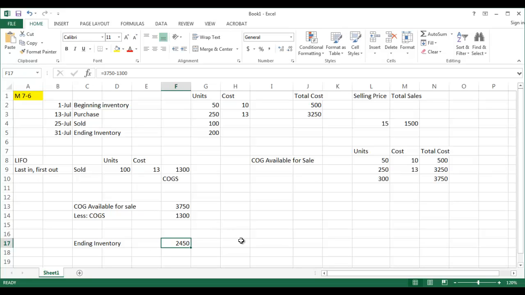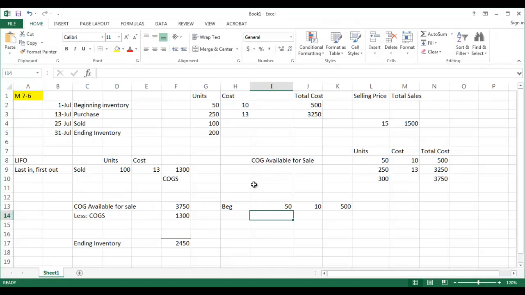I can also keep track on a unit basis, similar to what I did to determine cost of goods sold. I just work in reverse. Last in, first out says I assume that I sold my most recent units, which means what I have left are going to be my oldest units. So if I determine my oldest units here, I'd say, well, I've got 200 units left in total. That means that my oldest units were my beginning inventory, 50 at $10. So beginning 50 at $10, total cost $500.